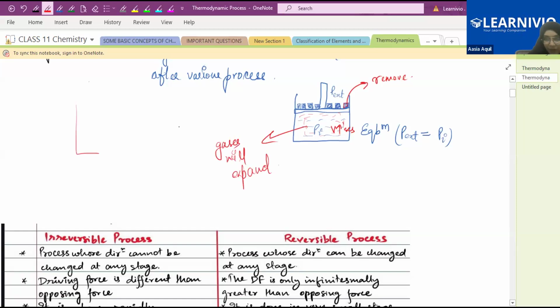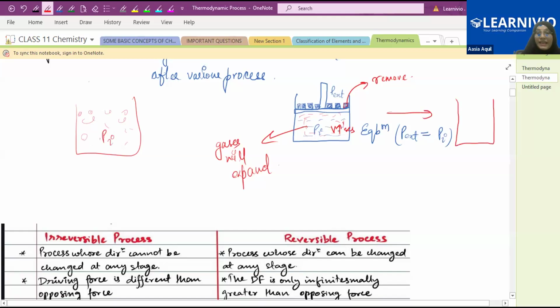Why does P internal also reduce? Because this is a container and the gases expand; if they expand more, the particles of the gases are very far away from each other. So the gases are expanding, the volume increases, and if the volume increases, the pressure inside will decrease. Again this process will be in equilibrium, because P external will again become equal to P internal. So that's a case of a reversible process.